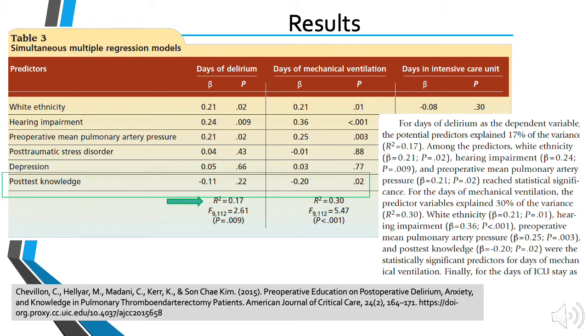Similarly, the R-square for the days of mechanical ventilation tells us that 30% of the variance in the duration of being on the ventilator is due to these predictors, with a statistically significant significance of p less than 0.01.